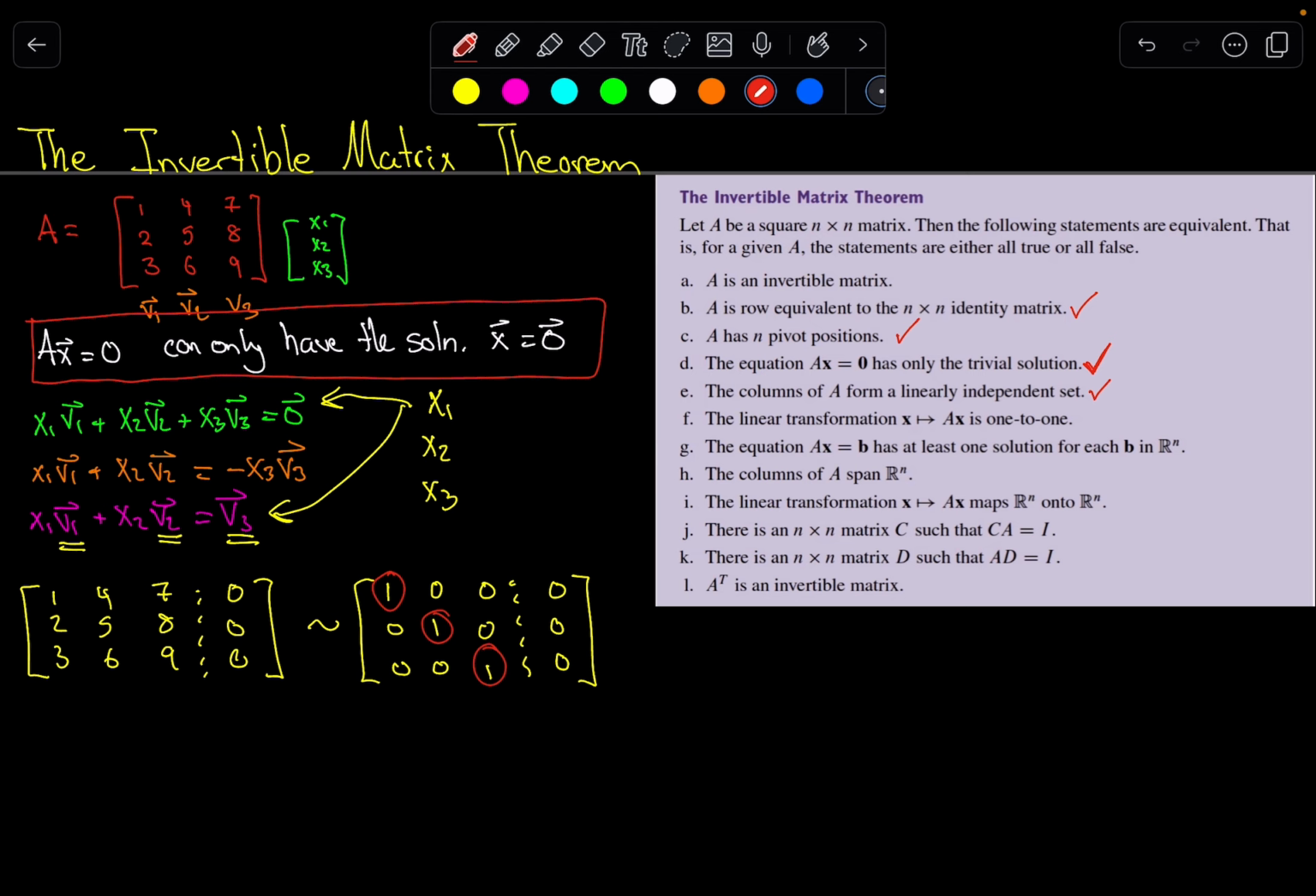So immediately I'm drawn to H, right? The columns of A span Rn. That should make sense because in the last couple of homeworks we've brought up the idea that if this is a 3 by 3 matrix, then these columns here are 3D vectors. And those 3D vectors, how many of them do you need to span all of R3?